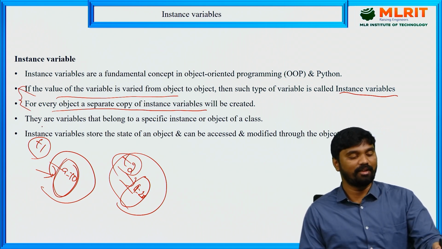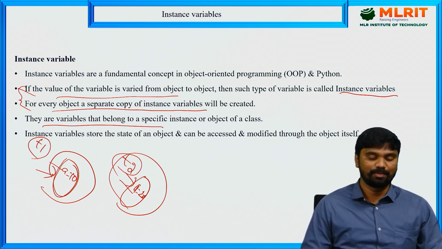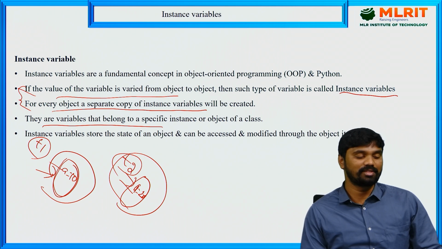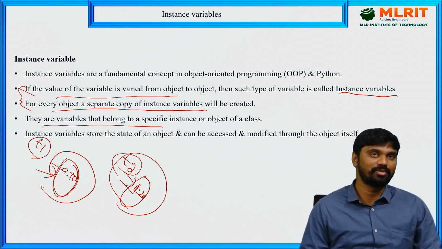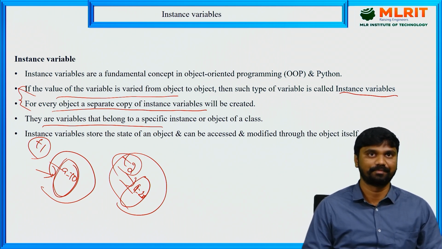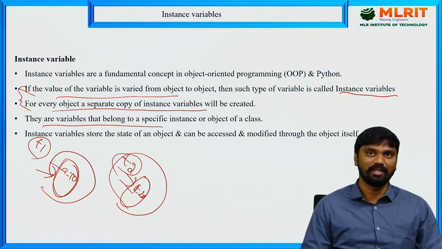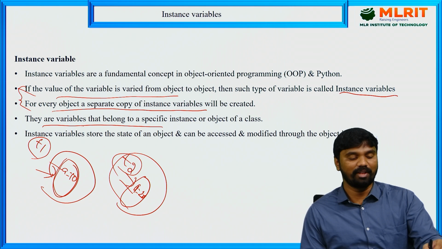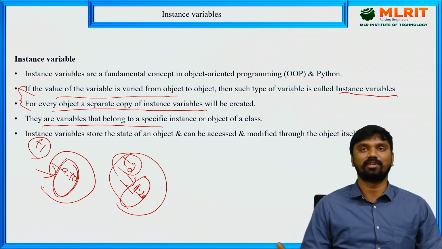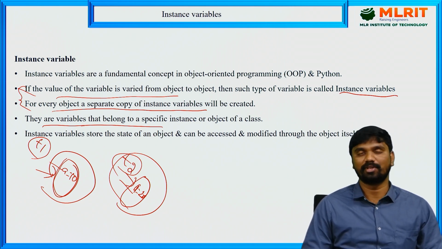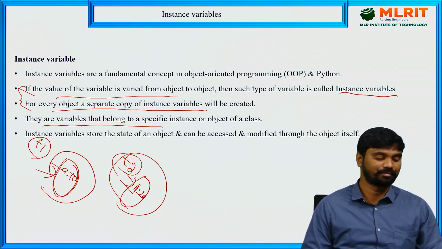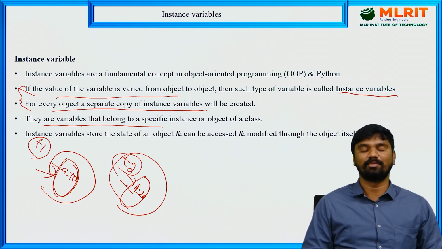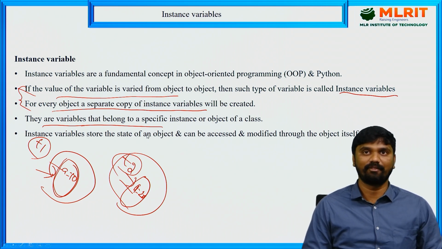Next, they are variables that belong to a specific instance or object of a class. Yes, instance variables are also known as object level variables. Why? Because the variables belong to the object of a class. These variables are specific to an object of a class. That's why instance variables are also known as object level variables.